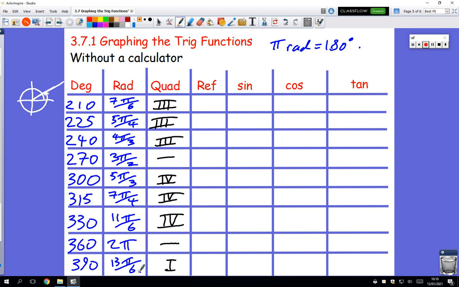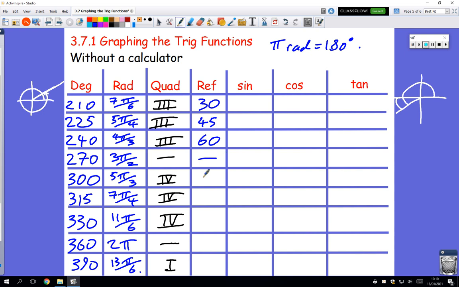The reference angle: if in doubt, draw it out. 210 degrees, well there's 90, there's 180, so another 30 degrees will take me to 210. What's the reference angle? Well, the reference angle is that angle in there, around 180 plus 30. The reference angle here is 30 degrees. So we can fill in the reference angle here, 30 degrees. Same thing, the reference angle for 225 will be 45. The reference angle for 240 is 60 degrees. 270 is on an axis, it doesn't have a reference angle.